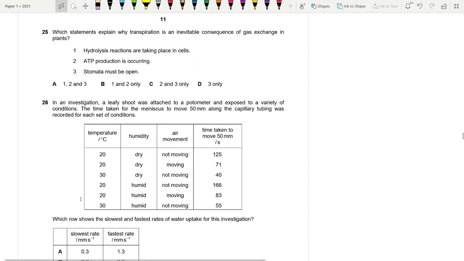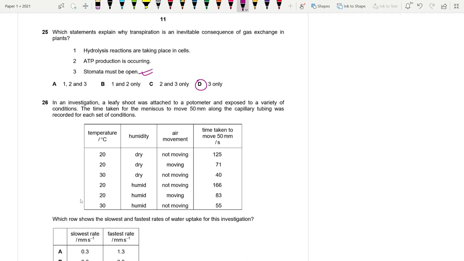25. Which statement explains why transpiration is an inevitable consequence of gas exchange in plants? Really common MCQ. The answer should be D. Hydrolysis reactions are taking place in cells. This has no connection. ATP production is occurring. Wrong. Stomata must be open. Okay, stomata must be open. It's an inevitable consequence of gas exchange.